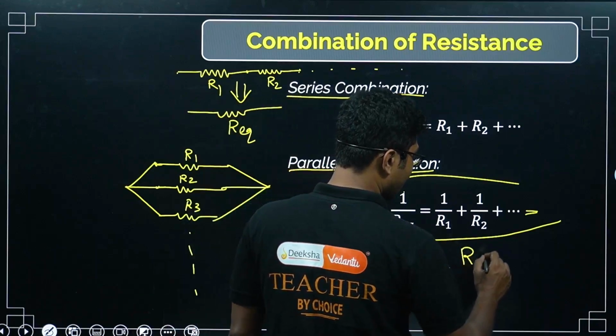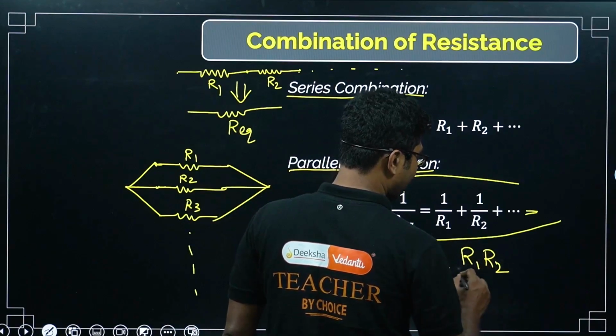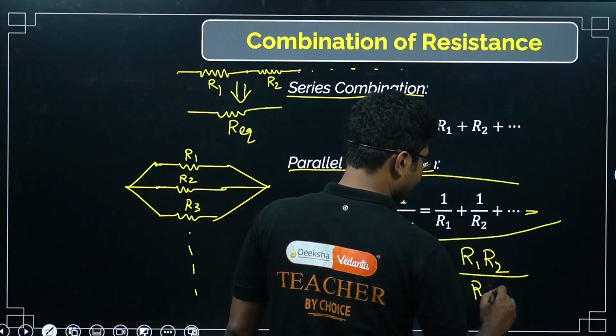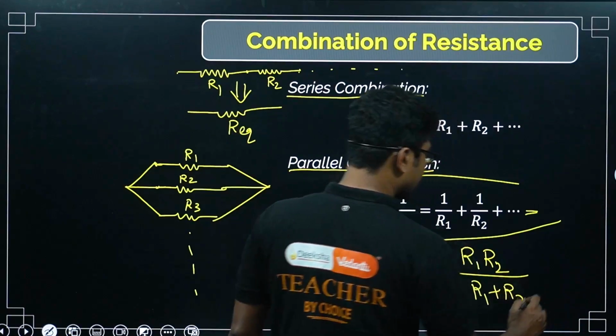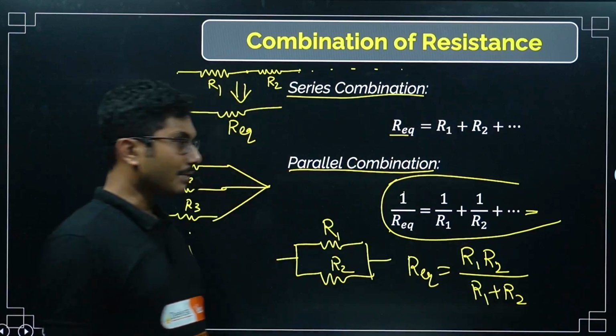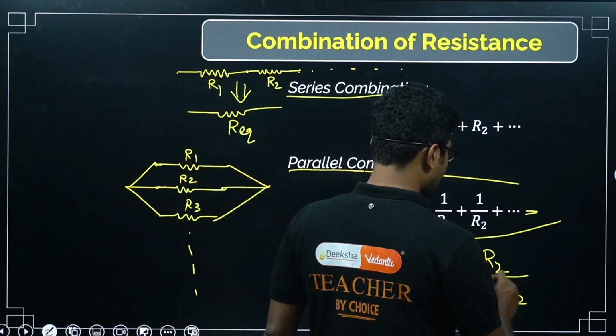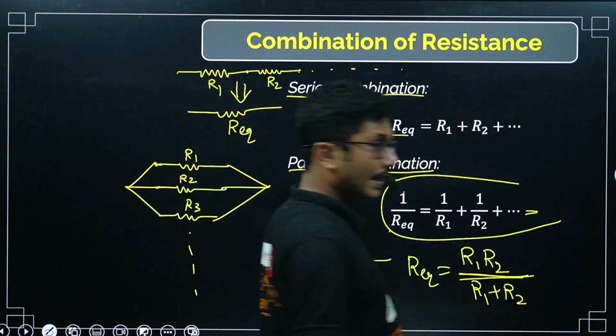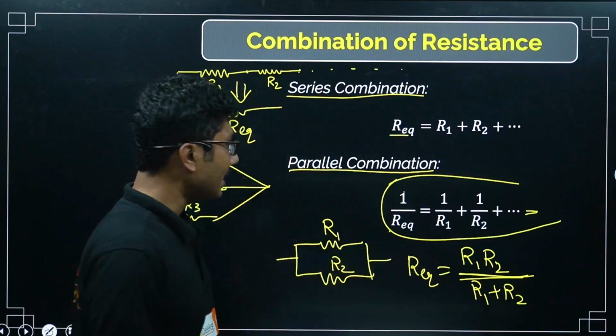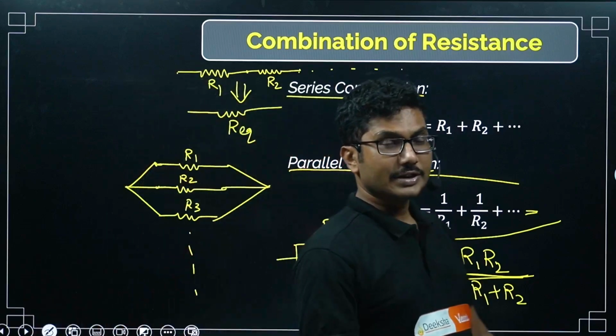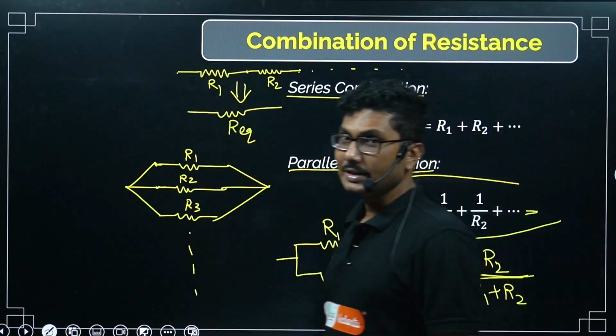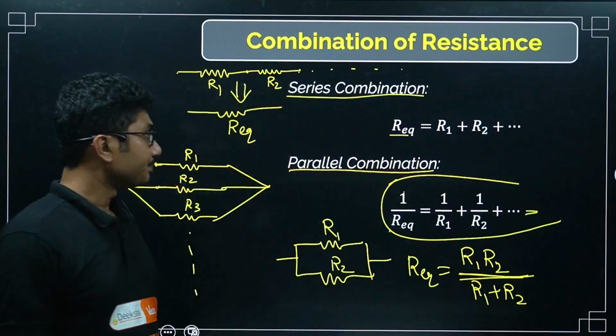I know some of you know the formula, R1 R2 divided by R1 plus R2, because it is very similar to that of capacitance. In case of series combination of capacitance, if 2 capacitances are connected like this, then we can directly calculate the capacitance. Similar to that, for parallel combination of resistances, we can calculate the resistance like this.